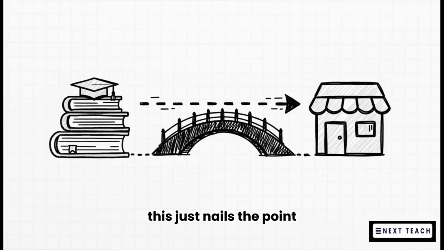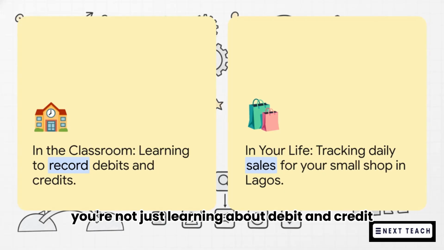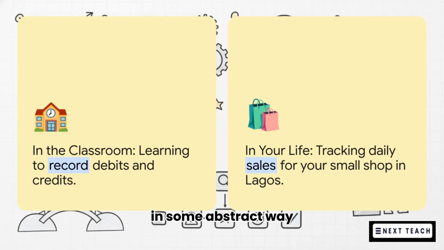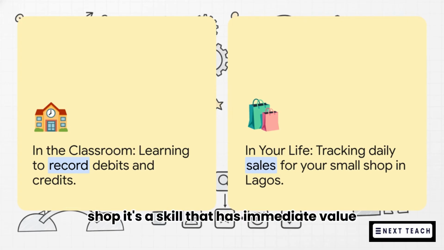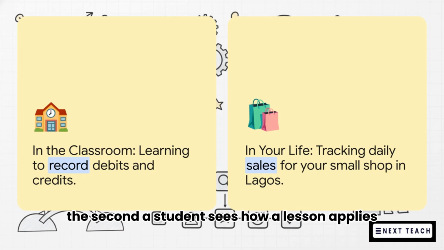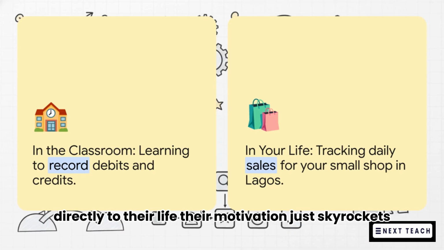This just nails the point, doesn't it? You're not just learning about debit and credit in some abstract way. You're learning how to track the money for your family shop. It's a skill that has immediate value. The second the student sees how a lesson applies directly to their life, their motivation just skyrockets.